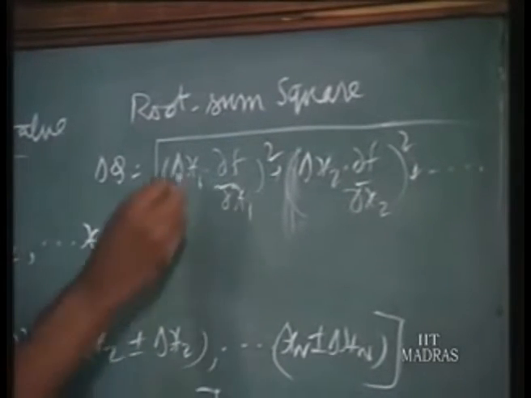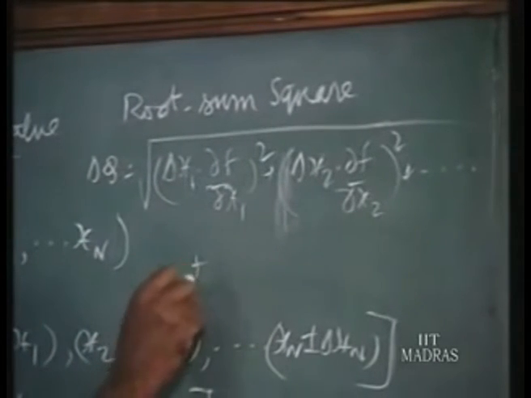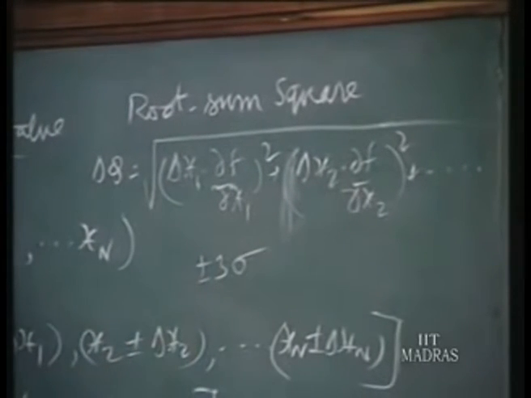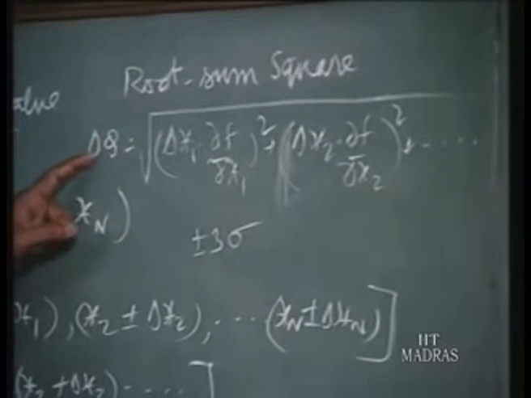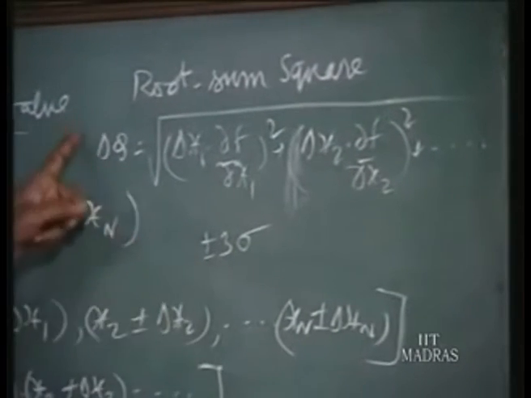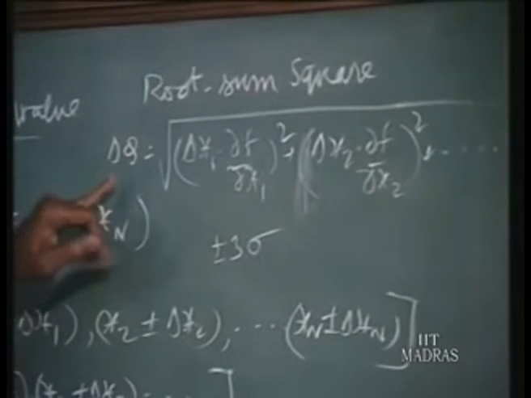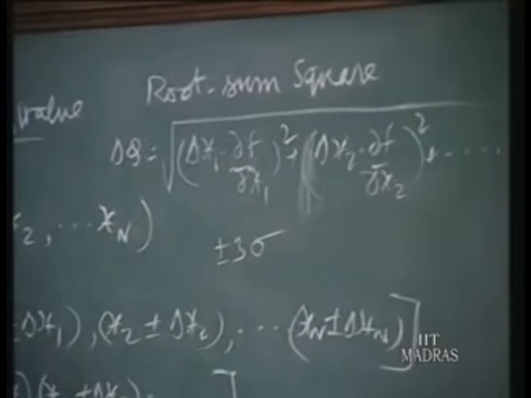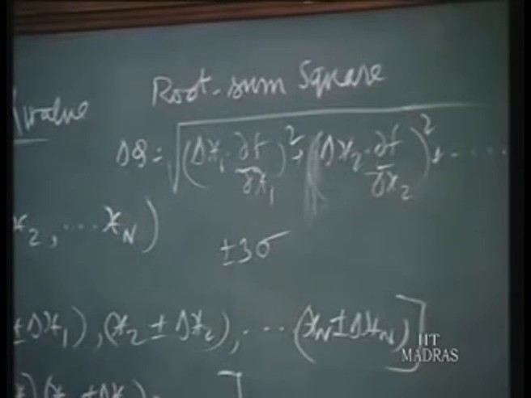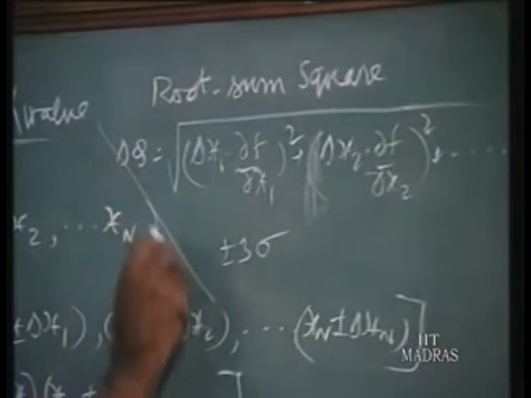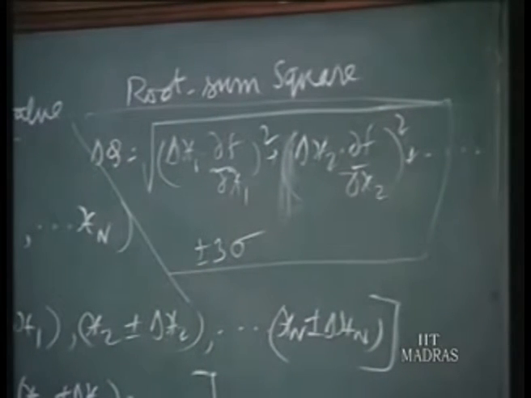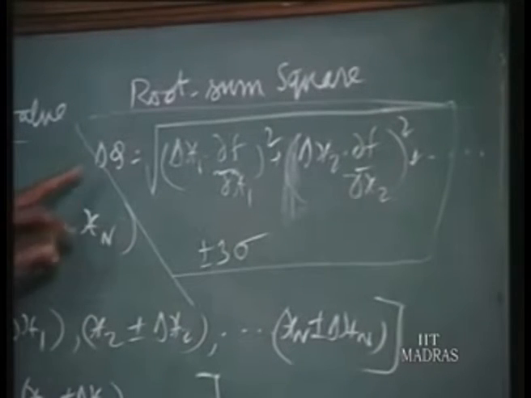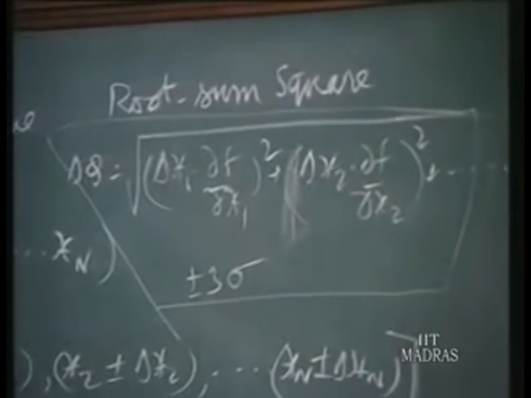If you have found the delta x1, delta x2 as plus or minus 3 sigma, as you have learned under the calibration process, then this delta q also corresponds to the 3 sigma limit. That is more than sufficient. 99.7% of the readings will be within this limit. So that is the understanding. We will always use this equation to find out the error propagation of the computed parameter.